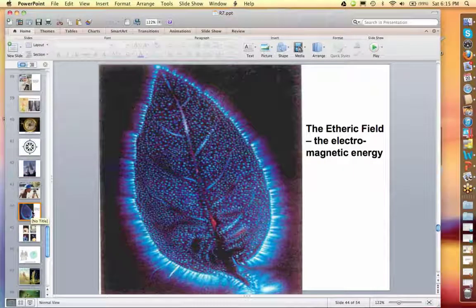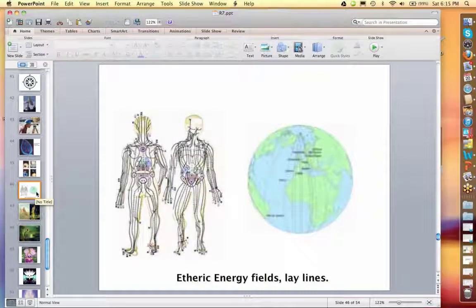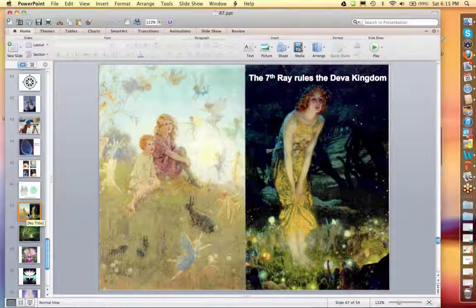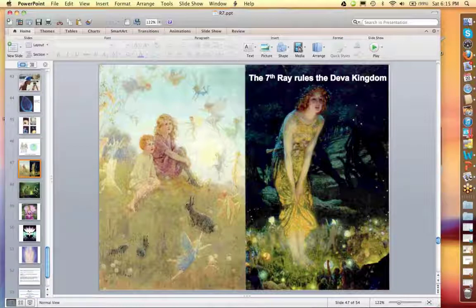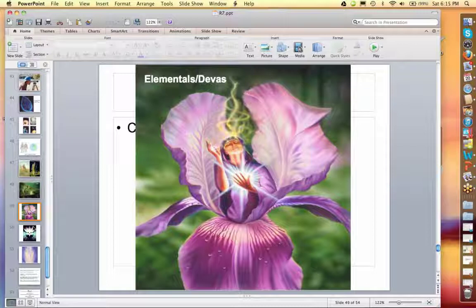surveying and mapping. It's the ray of the etheric field, the electromagnetic energy, and Kirlian photography, as is seen in this image. It also is the ray that has to do with the etheric field within the system, and therefore the ley lines in the world, or the Chinese medicine works with our etheric. It rules the Deva kingdom, all the devas that work within the etheric, the elementals.